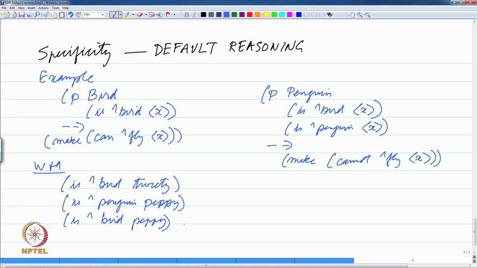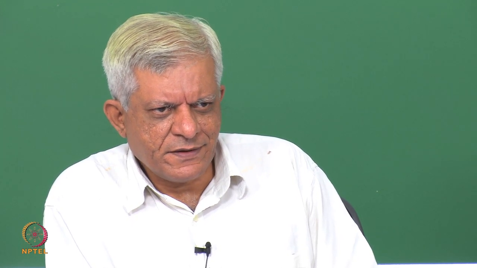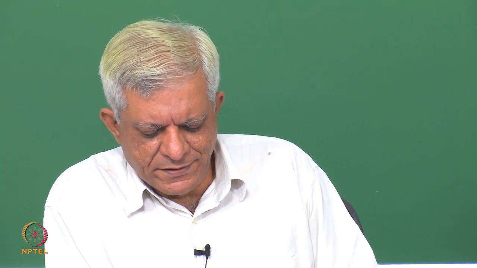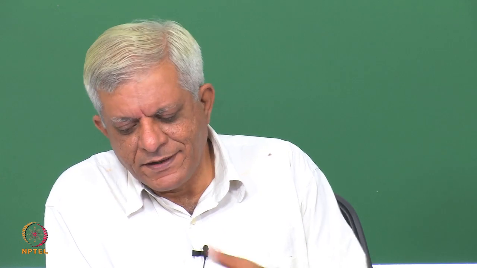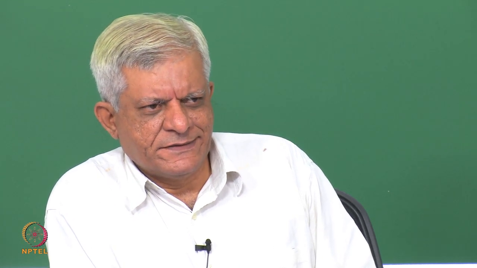So, there are these two birds, Peppy and Tweety. What we know about Tweety is that Tweety is a bird. What we know about Peppy is that Peppy is also a bird, and Peppy is a penguin essentially. And I let loose this set of two rules. What will happen? Let me see.